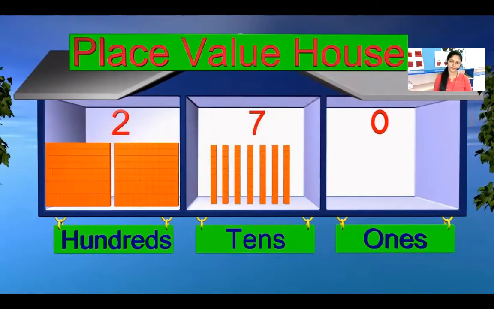To get the 2 in the hundreds place, we need 2 hundreds blocks. And to get the 7 in the tens place, we need 7 tens blocks. And we have 0 in the ones place. So remember that when the numbers are in different places, they have different values. And knowing this will help you understand the difference between large and small numbers.